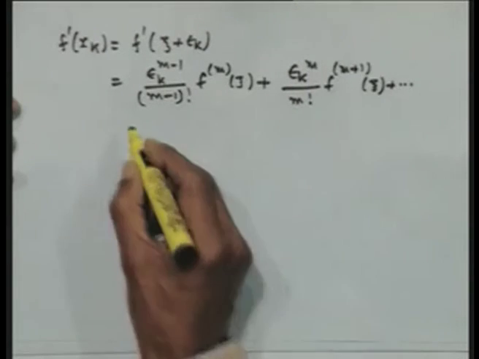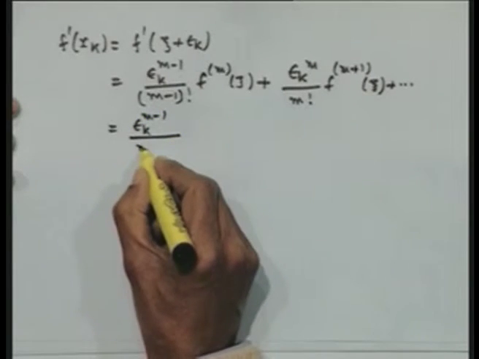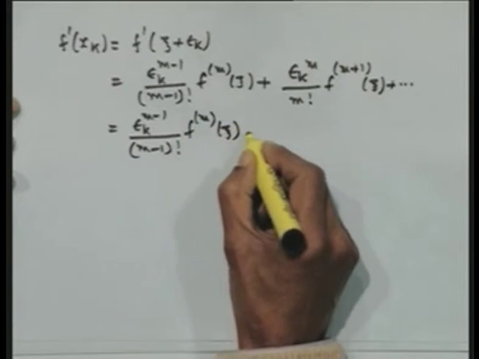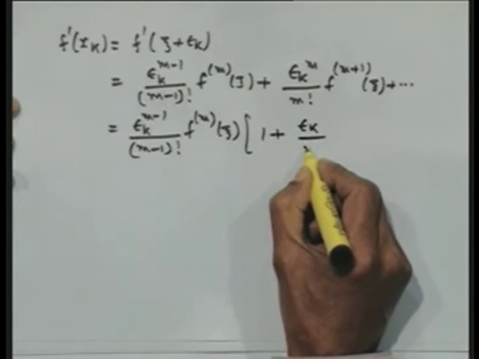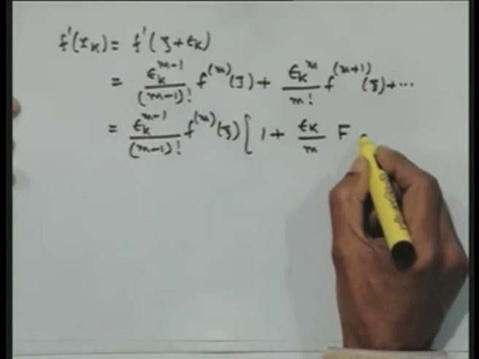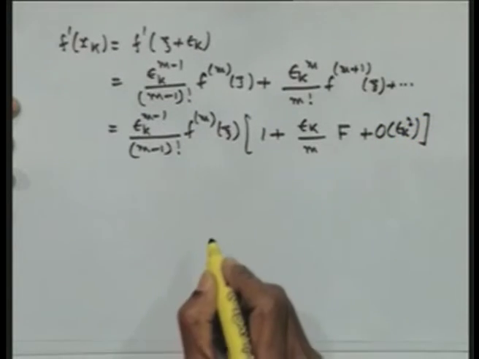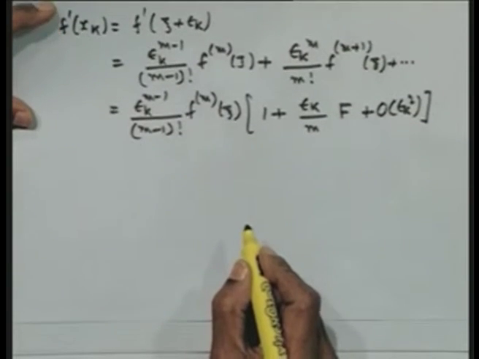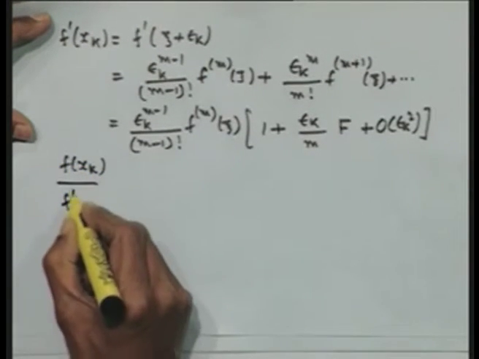Now, as we have done in the previous case, let us take out the common factor here also. Epsilon k to the power of m minus 1 by (m minus 1) factorial, f m of xi is again a common factor. Whatever is left out is 1, plus epsilon k by m, times this ratio, which is exactly the same, f m plus 1 divided by f m of xi, the same as f, plus order of epsilon k square. Now I will take the ratio of f of x k upon f prime of x k.